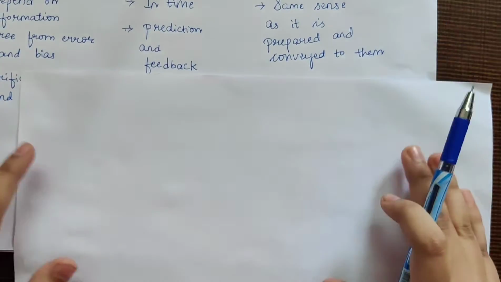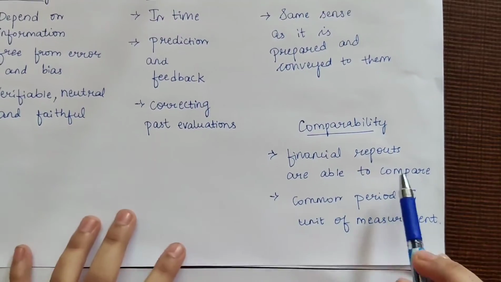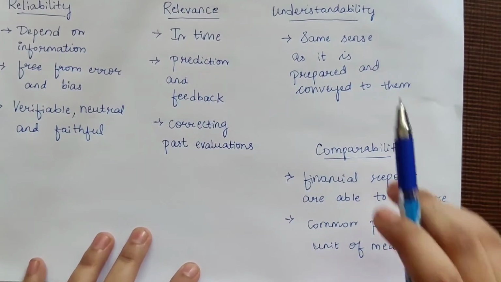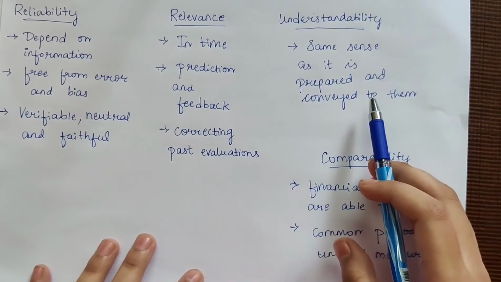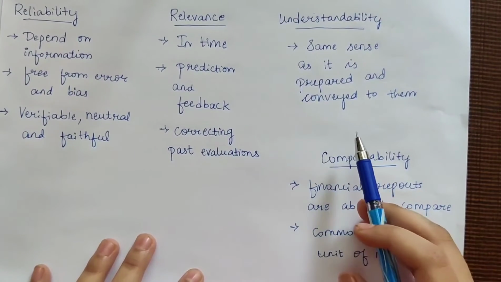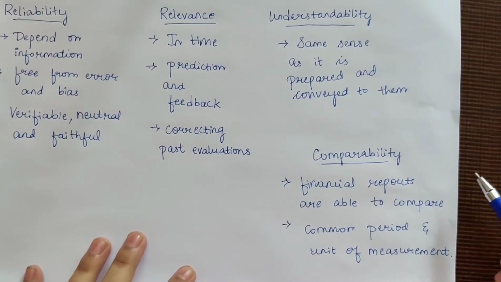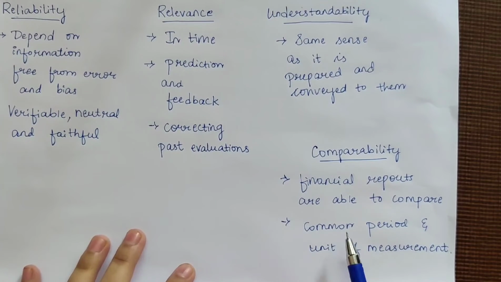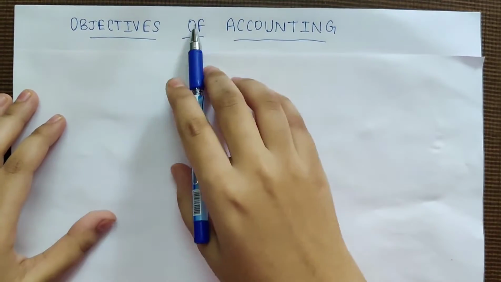Okay, so the next is comparability. Comparability means financial reports are able to be compared. It is not sufficient that the financial information is relevant or reliable at a particular time, but it is equally important that the users are able to compare the various aspects of an entity over different time periods and with other entities. So for that comparability, the accounting reports must be of a common period and of a common unit of measurement.